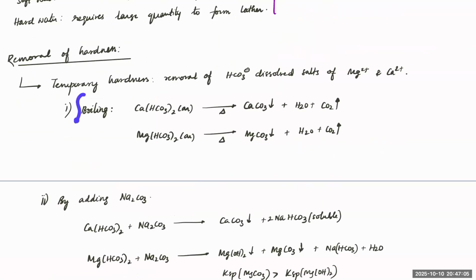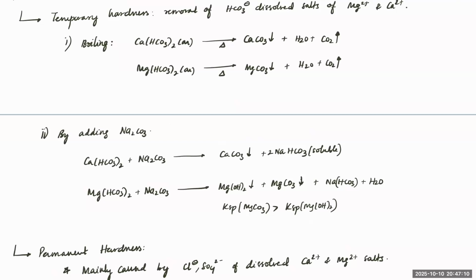We can use a simple method: boiling. Simply by boiling, we can convert the dissolved calcium bicarbonate and magnesium bicarbonate into carbonate precipitates. On boiling, both calcium bicarbonate and magnesium bicarbonate get easily precipitated. So that's one way to remove the calcium form.